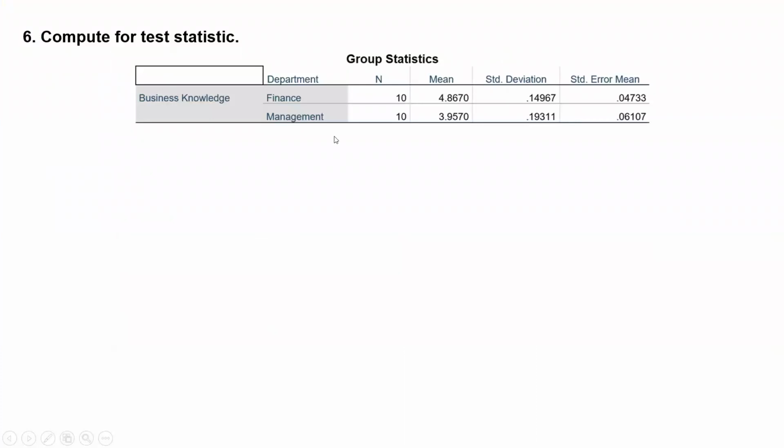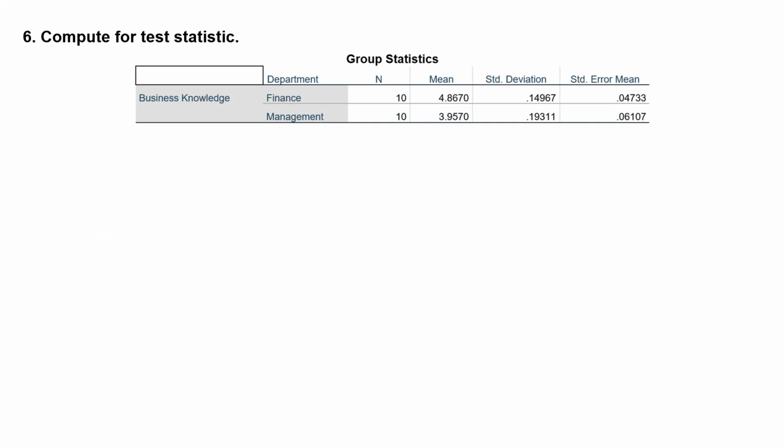Now let's have the following. So ito po, yung kanilang means and standard deviation. You could see that there are 10 from finance, 10 from management, and here are their means. So the mean business knowledge is 4.8670 with a standard deviation of 0.14967 for the finance group. For the management group, it's 3.9570 with a standard deviation of 0.19311. Now, in your opinion po, take a look at their means. Do you think significant po yung difference sa means nila or hindi?